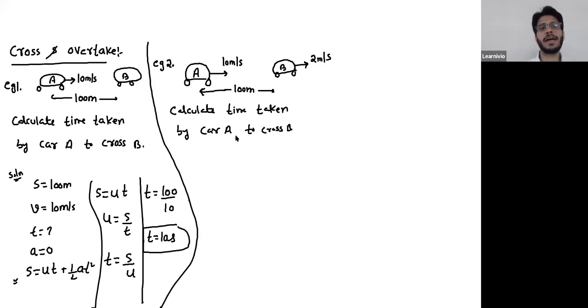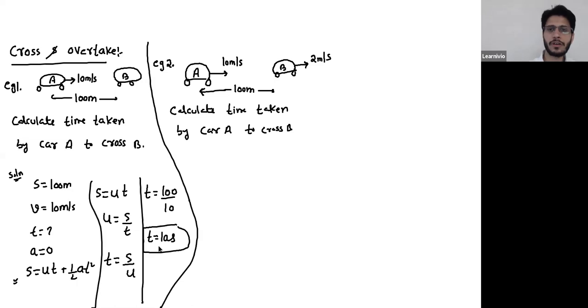So you need to calculate the time taken by car A to cross car B. Now, can you guess whether the time taken by car A to cross this car B would be less than 10 seconds, greater than 10 seconds, or equal to 10 seconds if car B is moving? So all agree that it would be greater than 10 seconds.